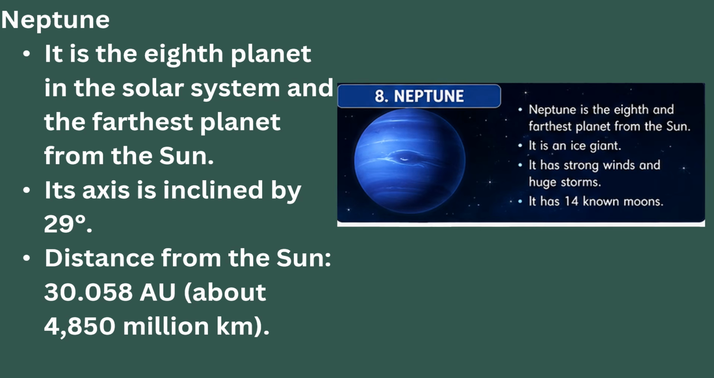Neptune. It is the eighth planet in the solar system and the farthest planet from the Sun. Its axis is inclined by 29 degrees and the distance from the Sun is 30.058 AU. It is an ice giant. It has strong winds and huge storms. It has 14 known moons.